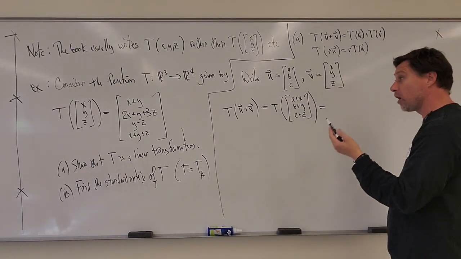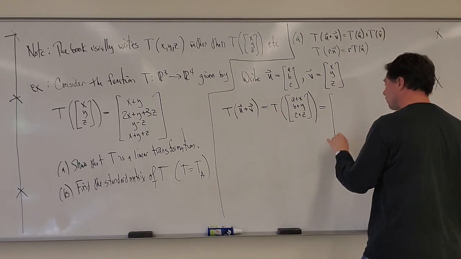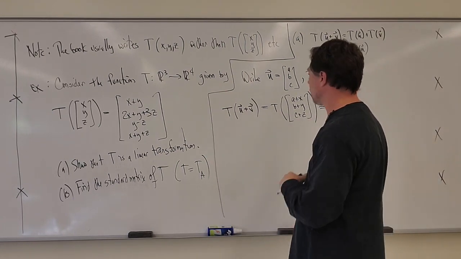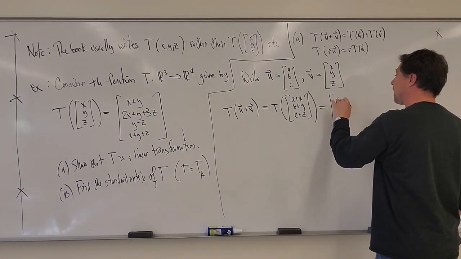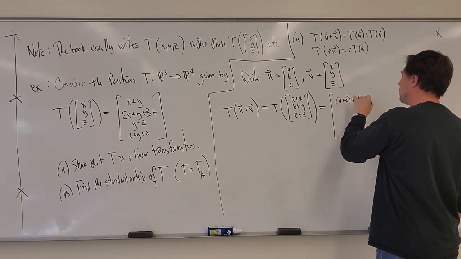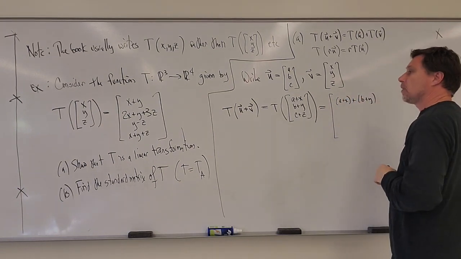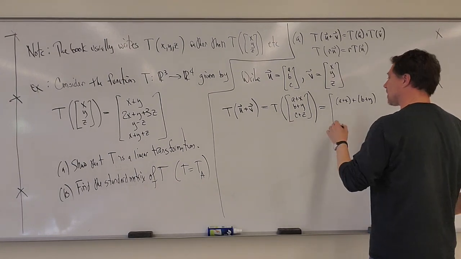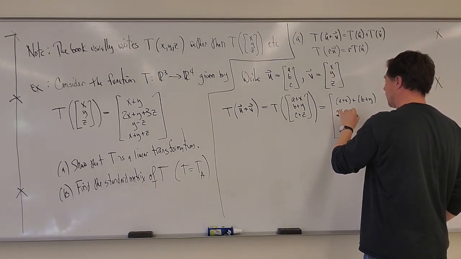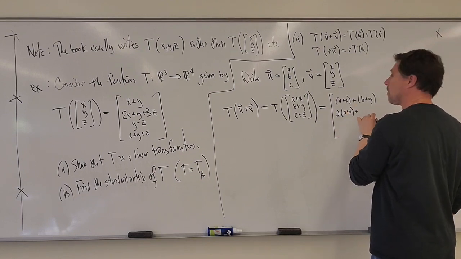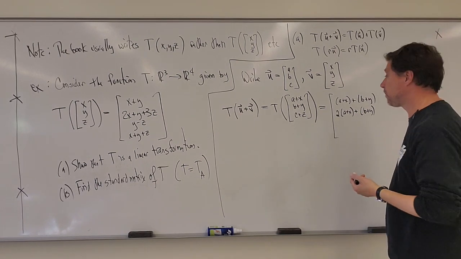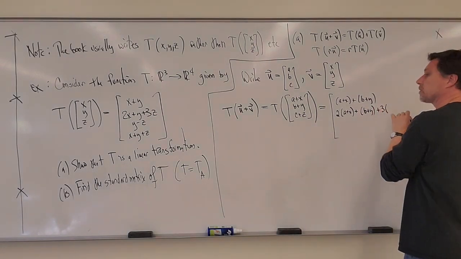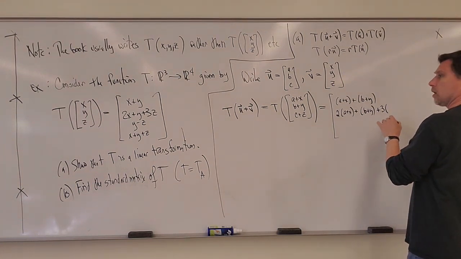Okay, now I need to follow what the formula tells us to do. It tells us to add the first two entries. So that would be A plus X plus B plus Y. Then we're going to have 2 times the top entry, so that'll be 2 times A plus X, plus the middle entry, so that's plus B plus Y, plus 3 times the bottom entry, so that's plus 3 times C plus Z.